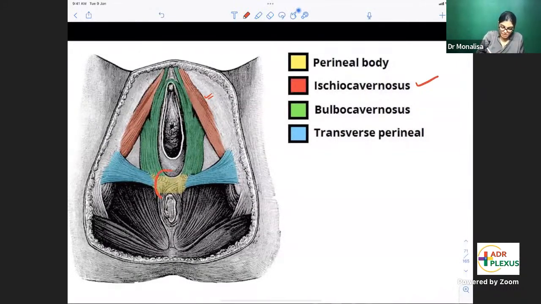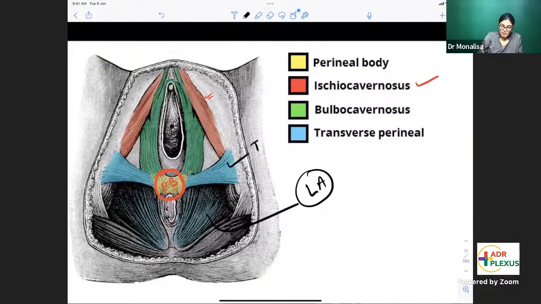So you can also see this yellow color area, which is PV. What is this? This is PV, that means perineal body. And definitely you can appreciate that at the level of perineal body, a few muscles are interlacing. So you can see here at this level, many muscles are interlacing. These are levator ani, LA for levator ani muscle of each side. This is transverse superficial perineal muscle.